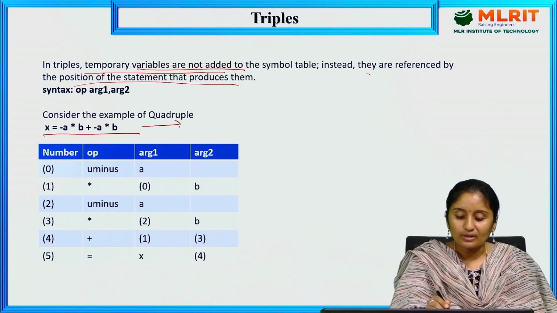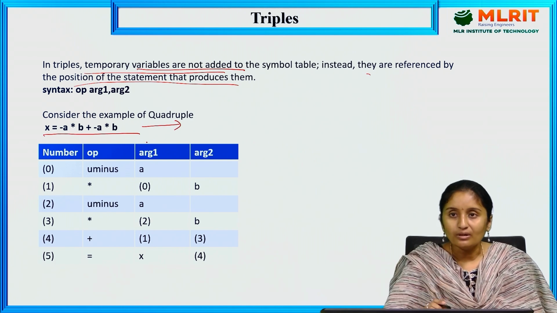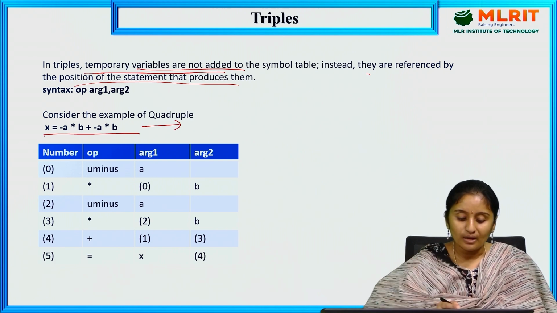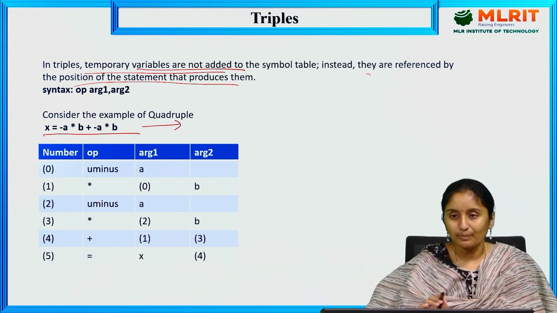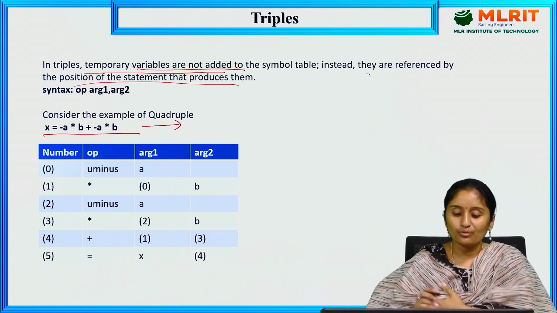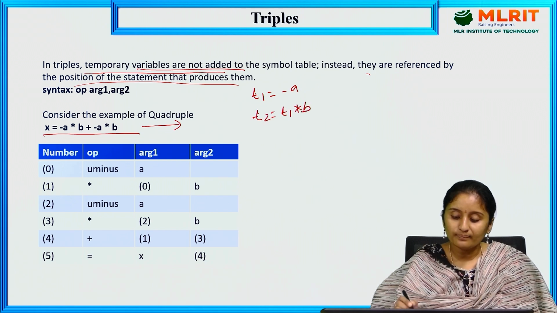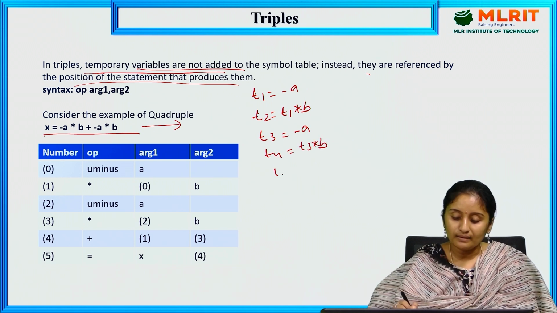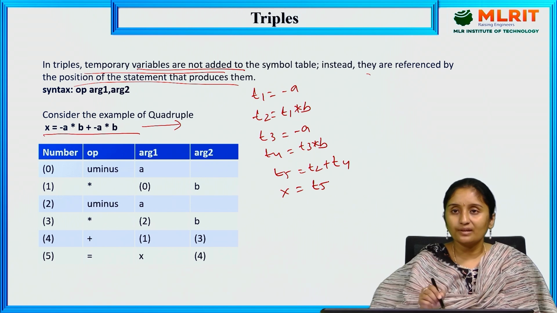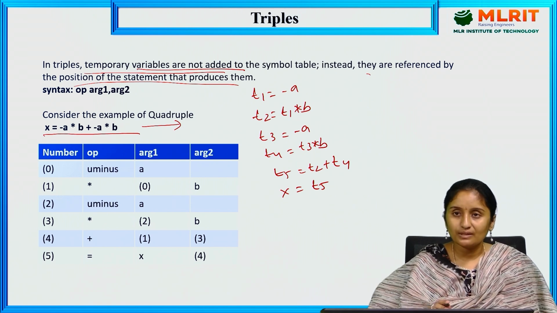First you need to convert it into the 3 address code. After converting it into the 3 address code, we are going to place it in the form of triples. So, to generate the 3 address code: T1 is equal to minus A, T2 is equal to T1 into B, T3 is equal to minus A, T4 equal to T3 into B, and T5 equal to T2 plus T4, X equal to T5, which we have generated for quadruples.